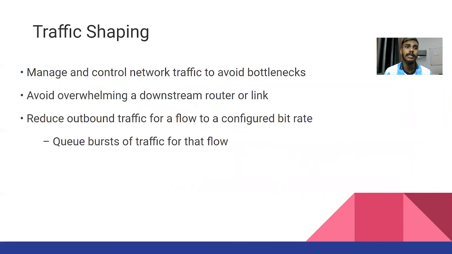Next is traffic shaping. Traffic shaping is to manage and control network traffic to avoid bottlenecks, avoid overwhelming a downstream router or link, and reduce outbound traffic for a flow to a configured bit rate, queuing bursts of traffic for that flow. Meaning, as we know in network traffic, as the traffic increases, the struggle for users to use the network will be higher. So traffic shaping is to avoid the bottleneck from happening.